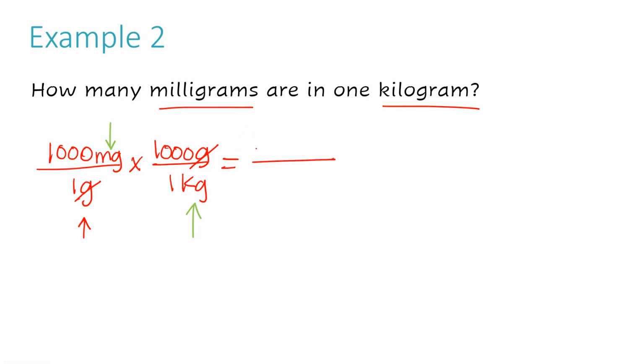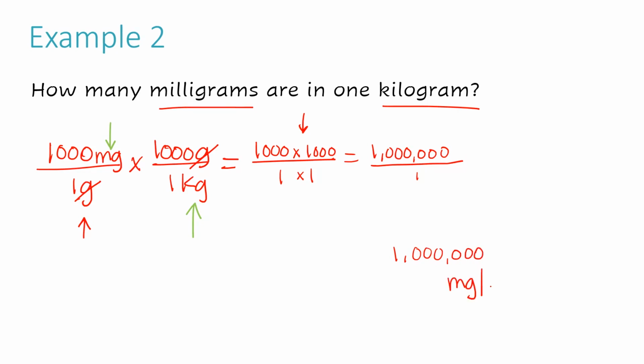So now I multiply my numbers. This means 1,000 times 1,000. And this is 1 times 1. In the last example, I didn't write this step out. I did it in my head, but I want to write it this time to make sure you understand what's going on. So my answer ends up being 1 million over 1. Okay. So my answer for example number 2 is there are 1 million milligrams in every kilogram.